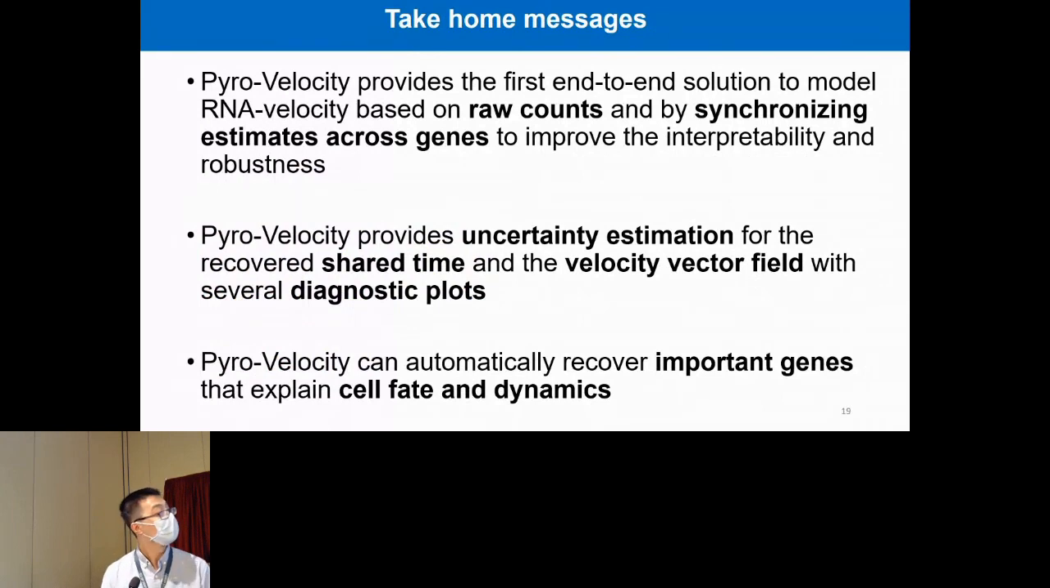The take-home message: our Pyro-Velocity model provides the first end-to-end solution to model the RNA velocity and the cell fate from the raw read count and synchronize the estimate from all the genes. Our model provides a natural estimation for the uncertainty level for the recovered shared time and vector field, together with several diagnostic plots. The last one, we have an automatic way to recover and prioritize the important genes that can interpret the cell fate and dynamics.